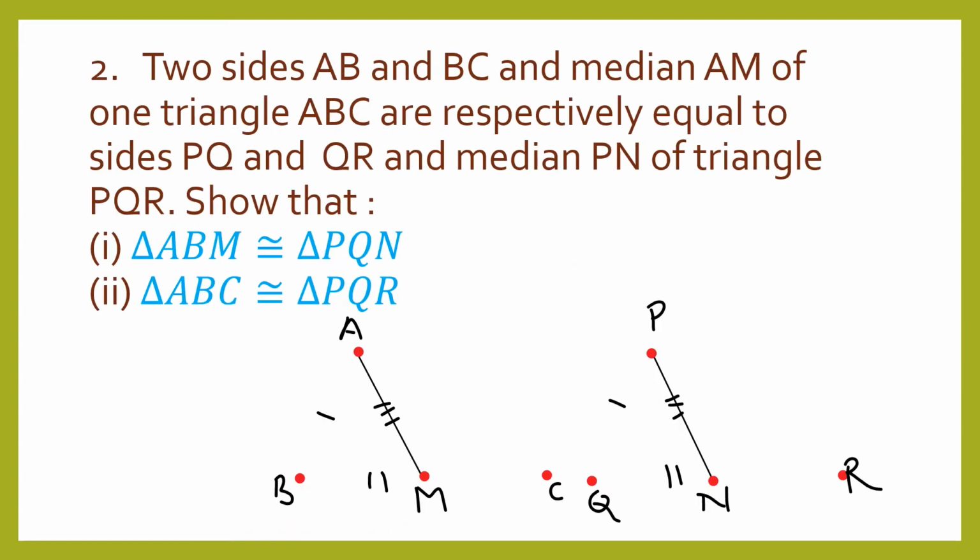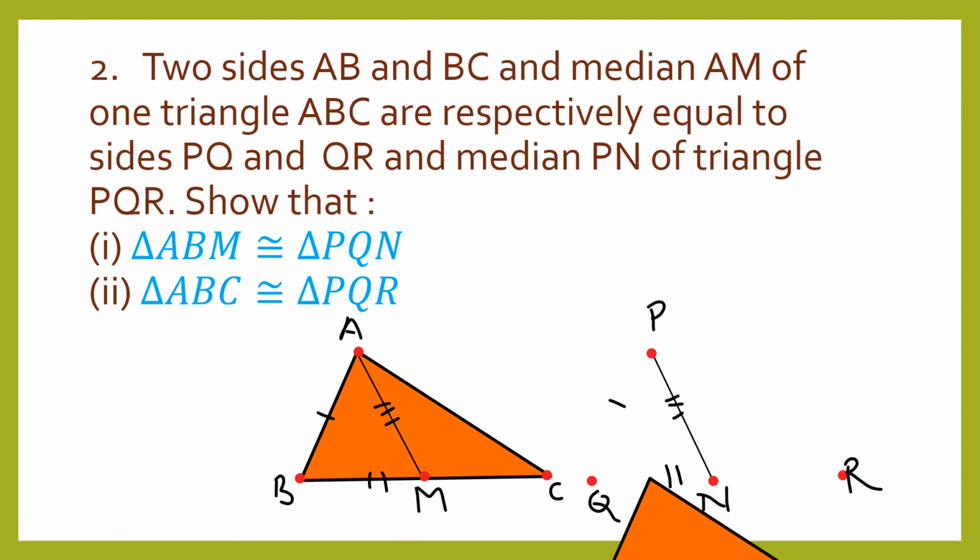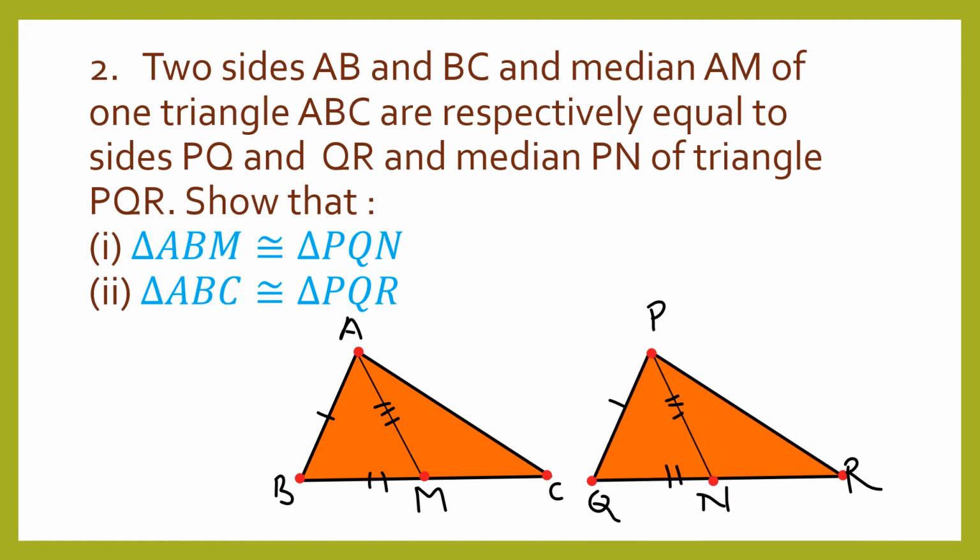Now move to the second question. Two sides AB and BC and median AM of triangle ABC are respectively equal to the sides PQ and QR and median PN of triangle PQR. Show that triangle ABM is congruent to triangle PQN. The second part is triangle ABC is congruent to triangle PQR.